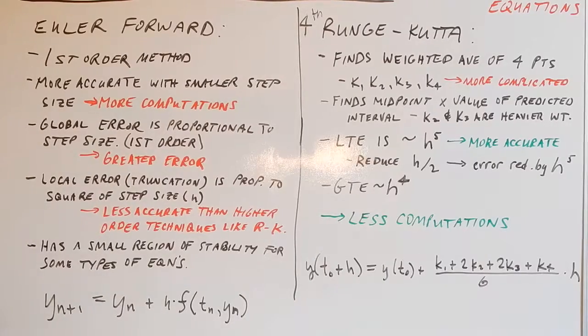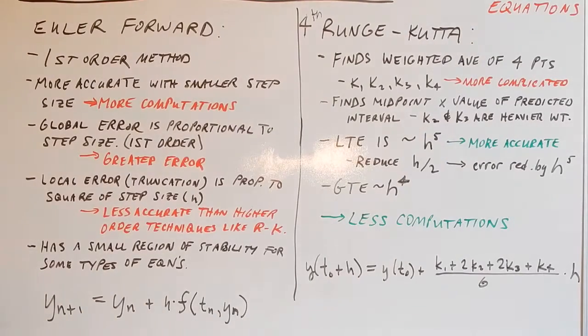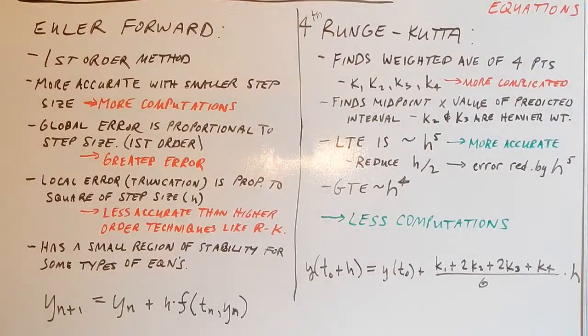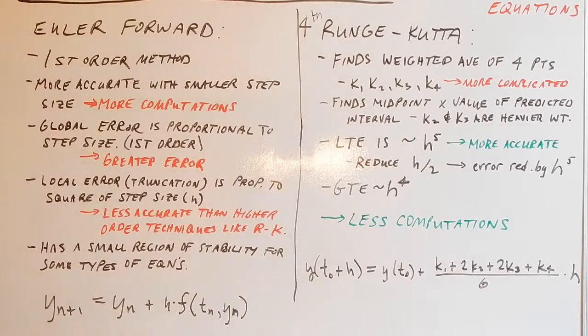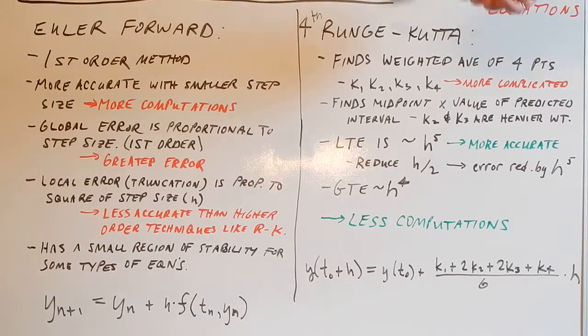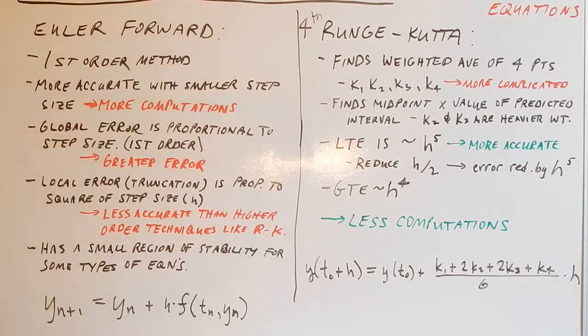Movie 1, comparing the differences in performance between the Euler forward method and the fourth order Runge Kutta method for non-stiff equations. The first thing I'll point out is both of these techniques are explicit, which means that they calculate the state of a system at a later time based on the state of a system at current time.